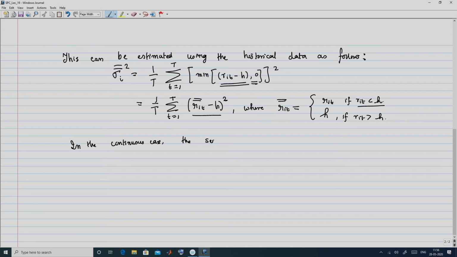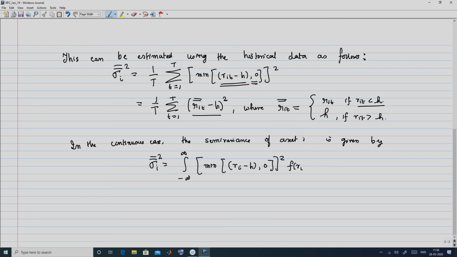the analogous definition for the semi-variance of asset i is given by, so sigma_i double bar square, this is going to be the integral from minus infinity to infinity of the minimum of R_i minus h comma 0, squared, with respect to f of R_i dR_i, which is the probability density function, and this can be written as the integral from minus infinity to h, that means all those R_i's which are less than h, and then the minimum will become simply (R_i minus h) square f of R_i into d of R_i.